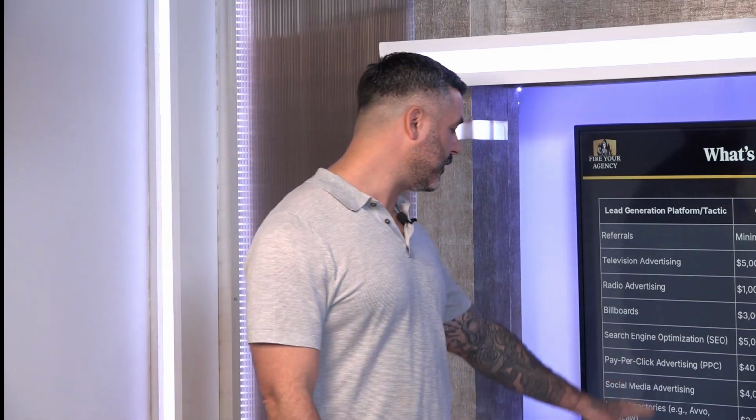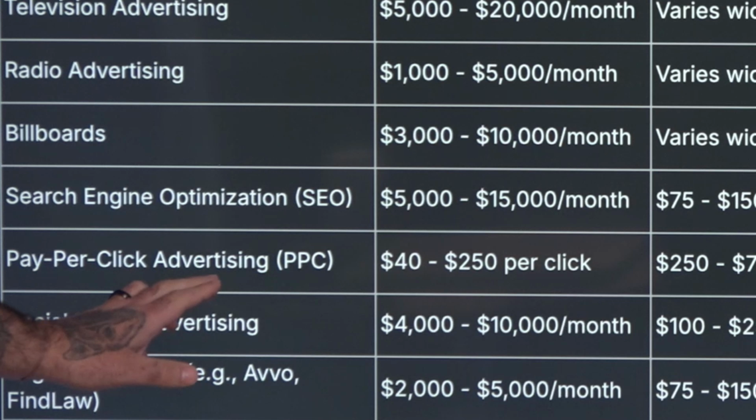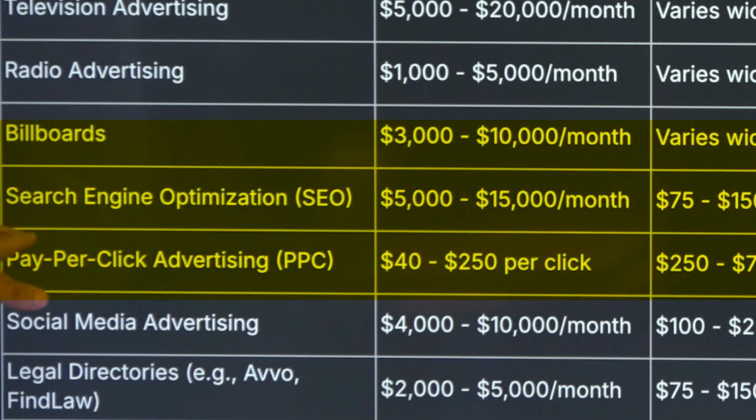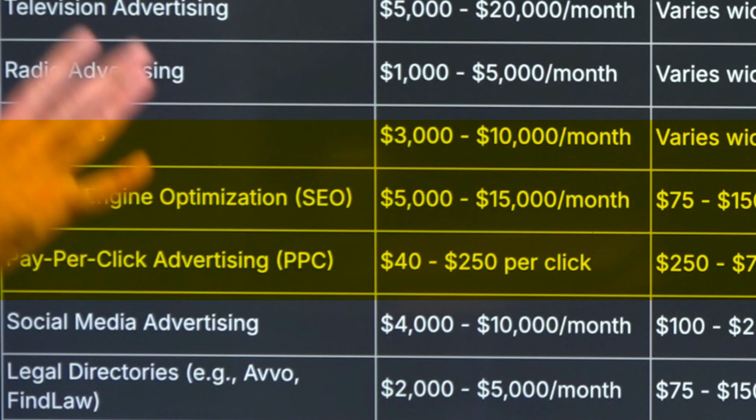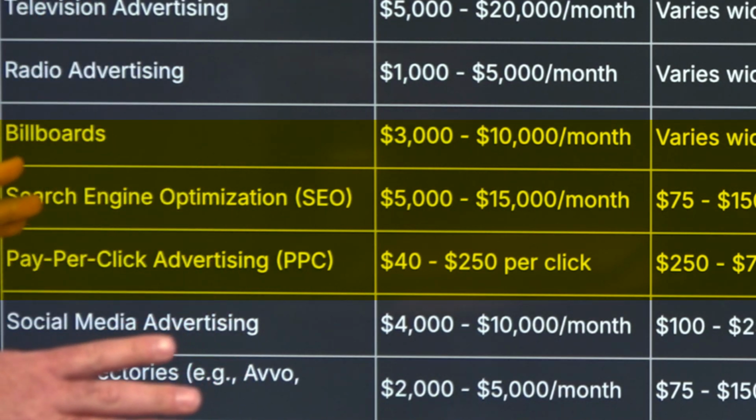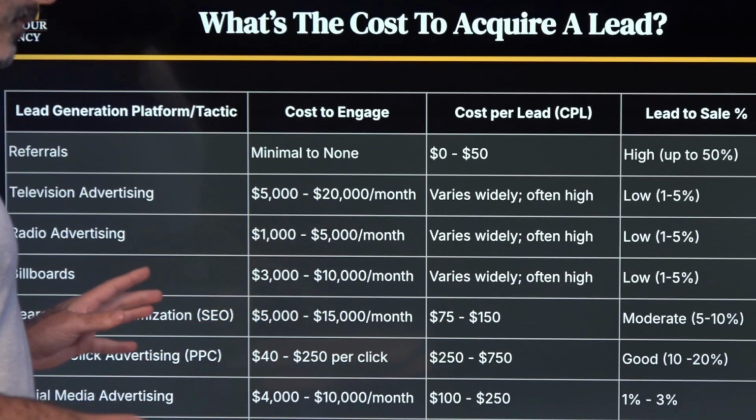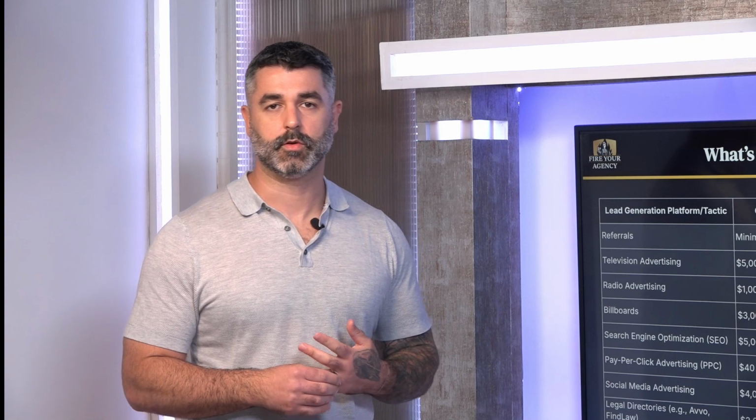Now, we've got digital here on the bottom. We've got SEO. This includes local SEO and traditional SEO. PPC, this includes PPC and LSAs, just search engine advertising, social media advertising, and then legal directories like Avvo and FindLaw. Now, this is where things start to get very interesting, right? Because again, when I talk to a lot of personal injury law firms, there's always a bit of confusion about which channel they should put their money in.